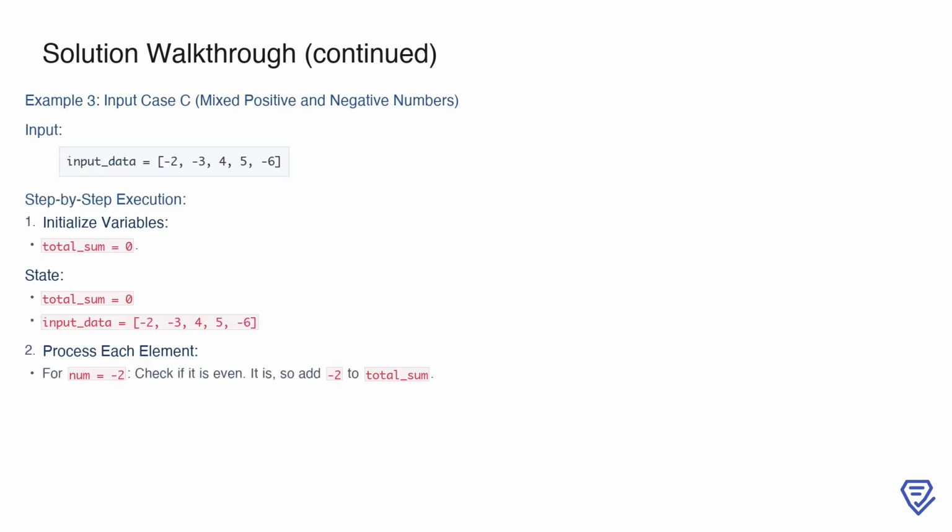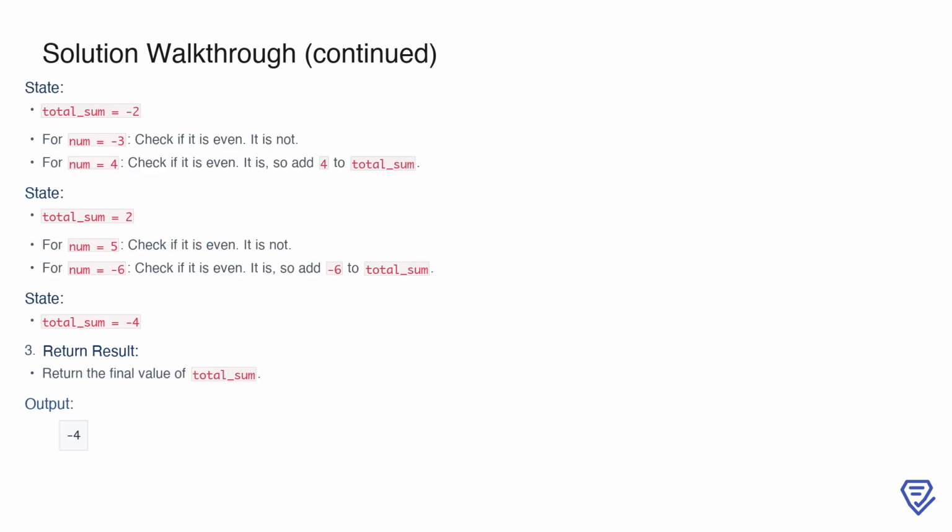Now, let's consider a third example where the input list contains a mix of positive and negative numbers. The input data is -2, -3, 4, 5, -6. To solve this, we start by initializing total_sum to 0, just as in the previous examples. This variable will accumulate the sum of even numbers as we iterate through the list. At this point, the state of our variables shows total_sum as 0 and the input data as the list -2, -3, 4, 5, -6. We are ready to process the elements one by one.